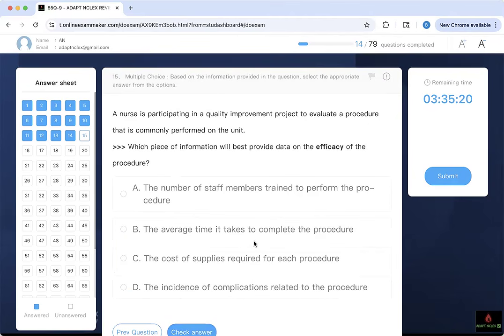Question 15: A nurse is participating in a quality improvement project to evaluate a procedure that is commonly performed on the unit. Which piece of information will best provide data on the efficacy of the procedure? The number of staff members trained to perform the procedure. The average time it takes to complete the procedure. The cost of supplies required for each procedure. The incidence of complications related to the procedure.